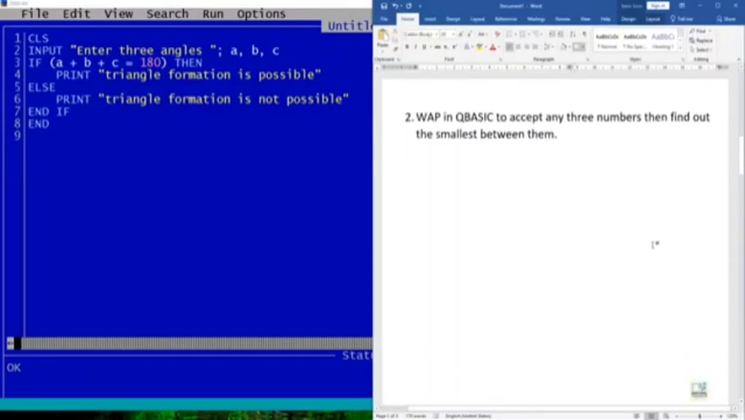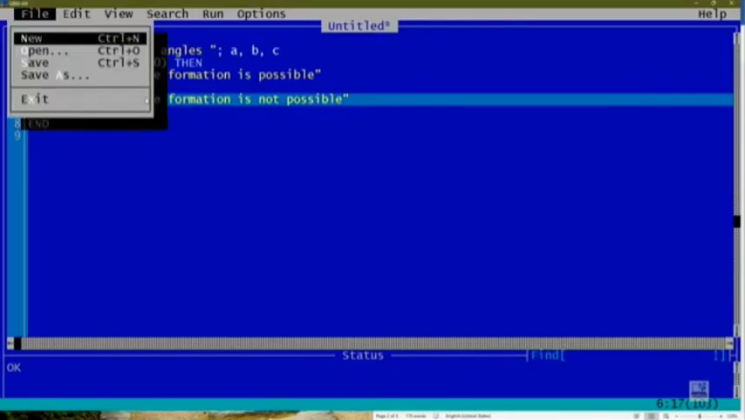Next question is, write a program in QBasic to accept any three numbers, then find out the smallest between them. Now because there are three numbers like A, B, C, so A can be smallest, or B can be smallest, or C can be smallest, or all of them can be same also. We have to consider all the cases.